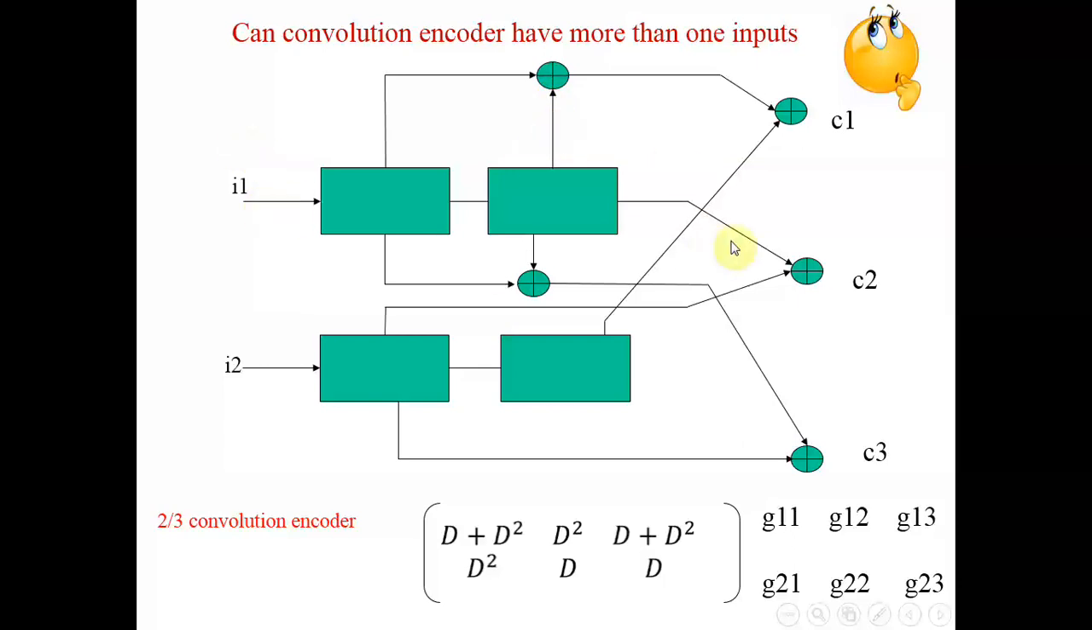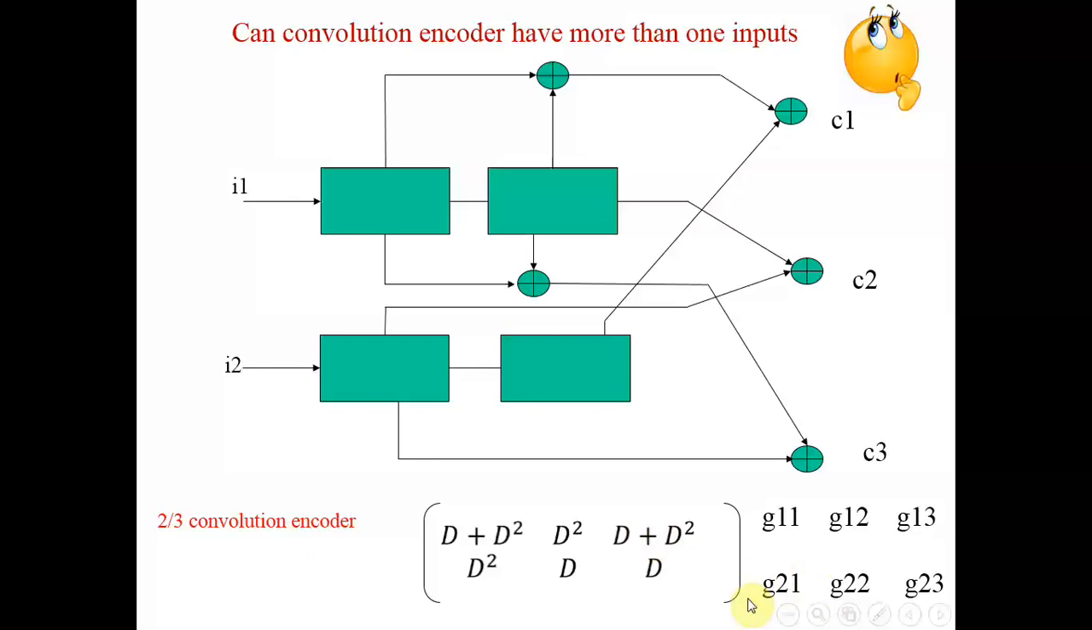Similarly, now first input to second output. If I go from first input to second output from the upper branch, you have only this connection which is contributing to C2 from this input, and that is the output of the second flip-flop. So it is only D square. So G12 is D square. Now when I go from 1 to 3, what will be G13? See, this is the line which is coming from the first input section, or from the upper circuit. So it is D plus D square again, and that is going to C3. So G13 is D plus D square.